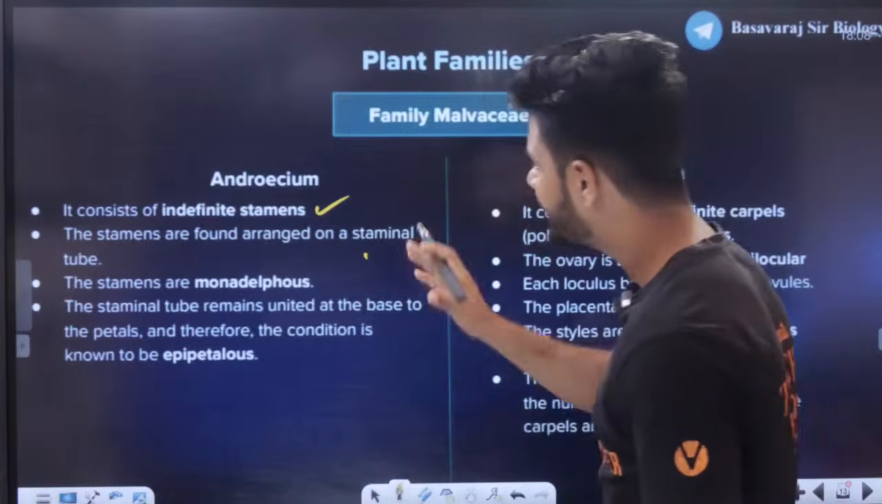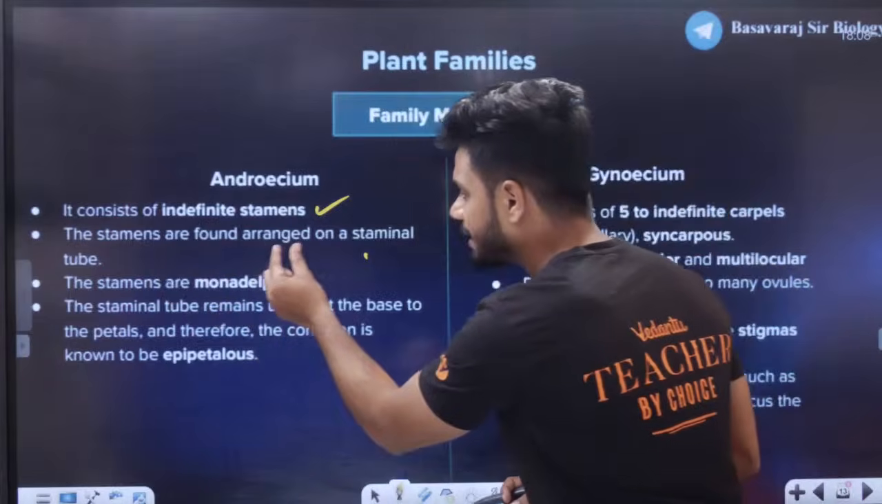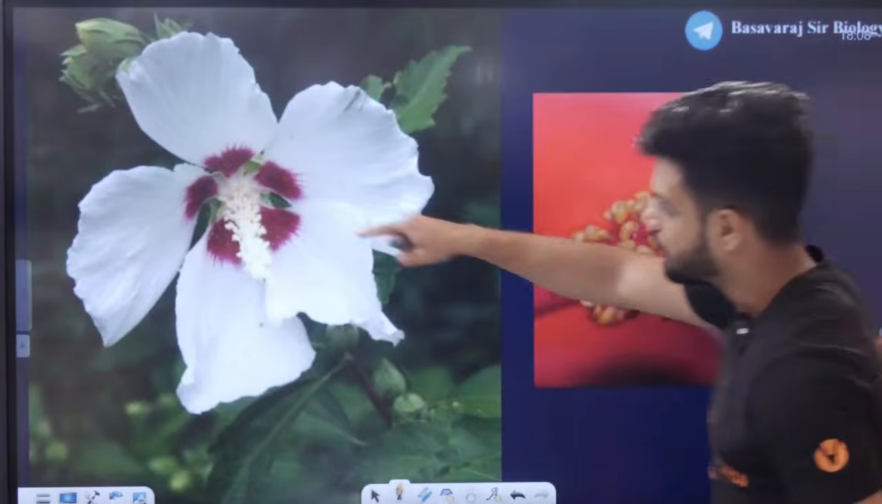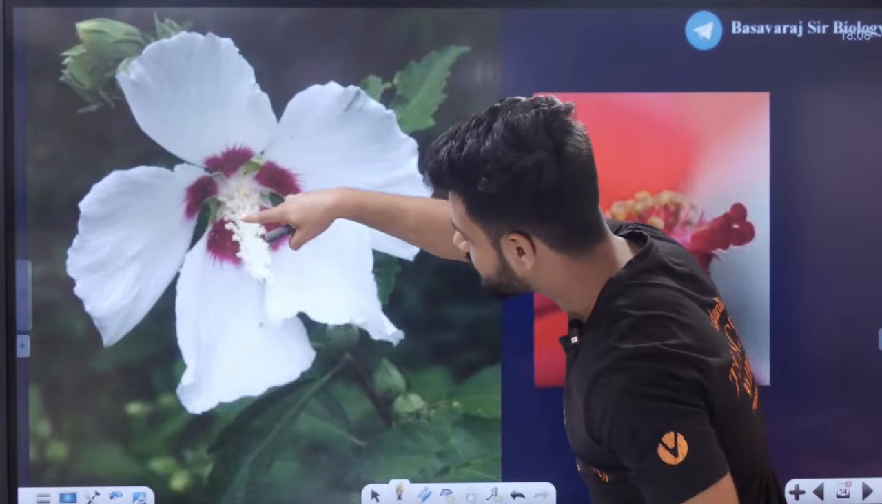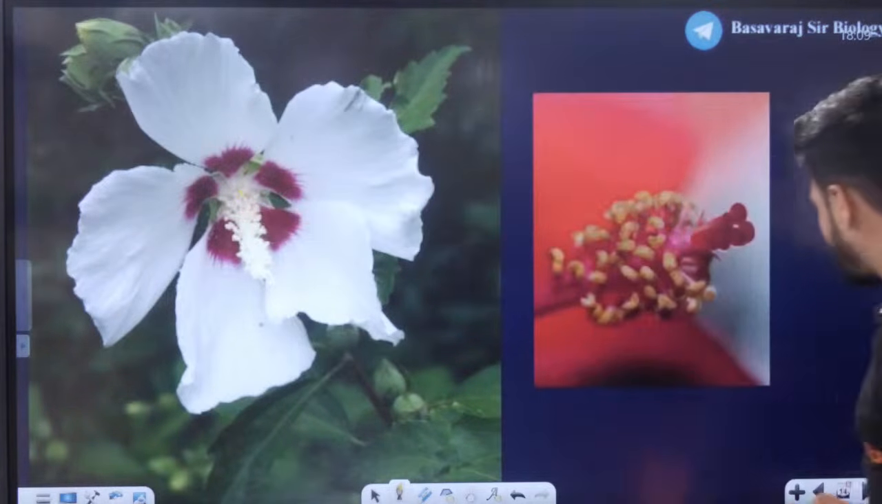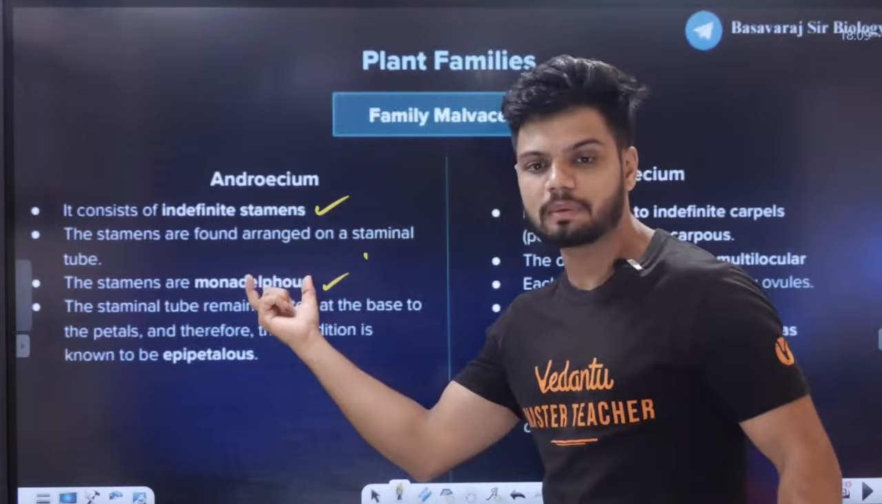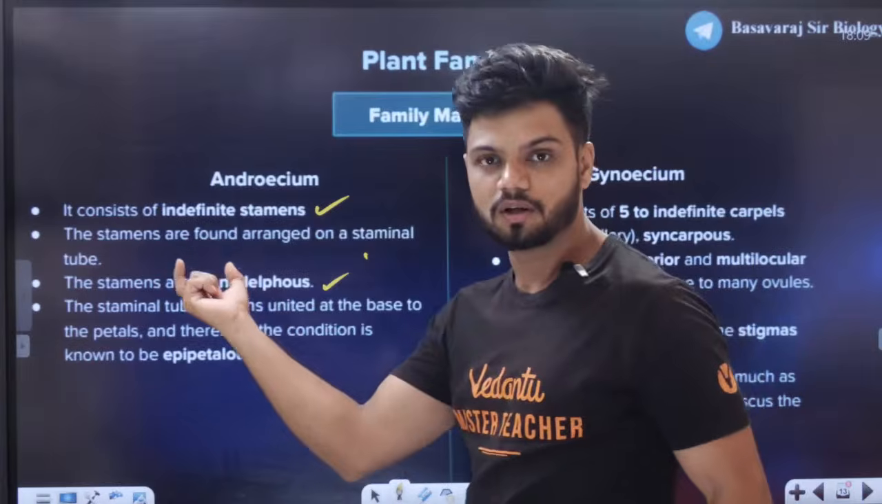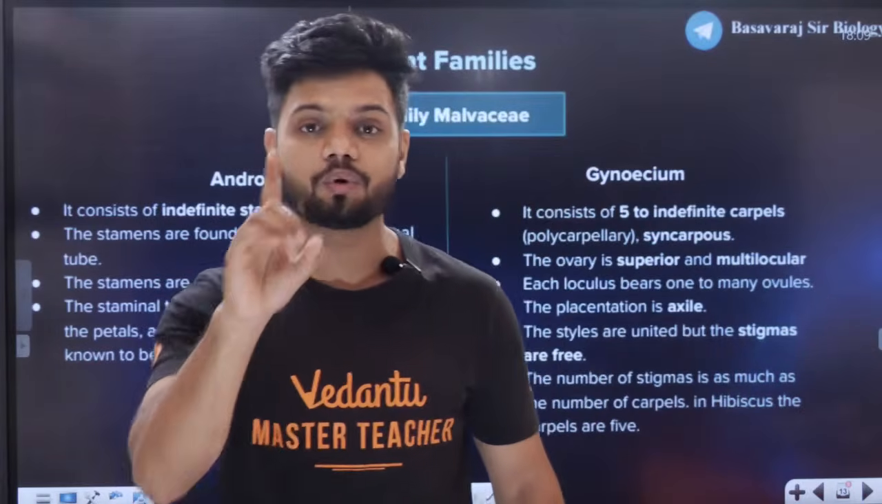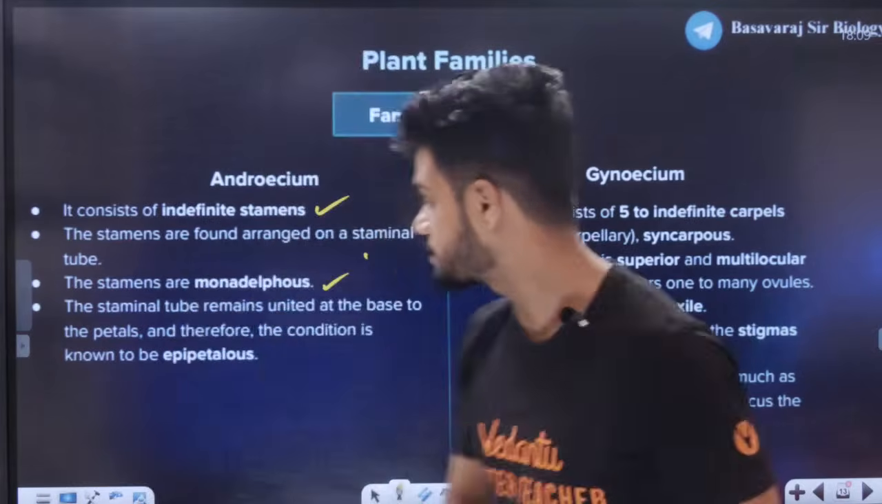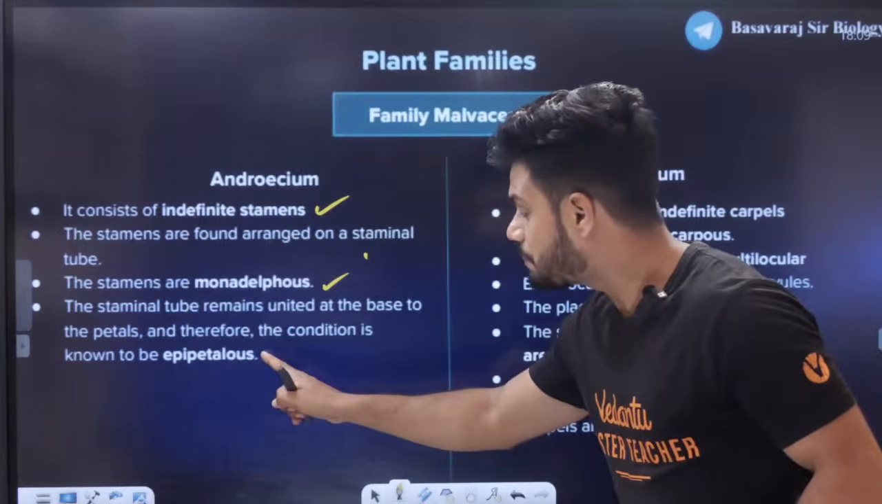Okay, indefinite stamen. Stamens are found arranged in a staminal tube. That is the staminal tube. You might have observed, right? All the stamens are arranged on a tube that is called as staminal tube here. The stamens are monoadelphous. All of you remember this monoadelphous condition. All the filaments are arranged into only a single bundle, monoadelphous. China rose example was there.